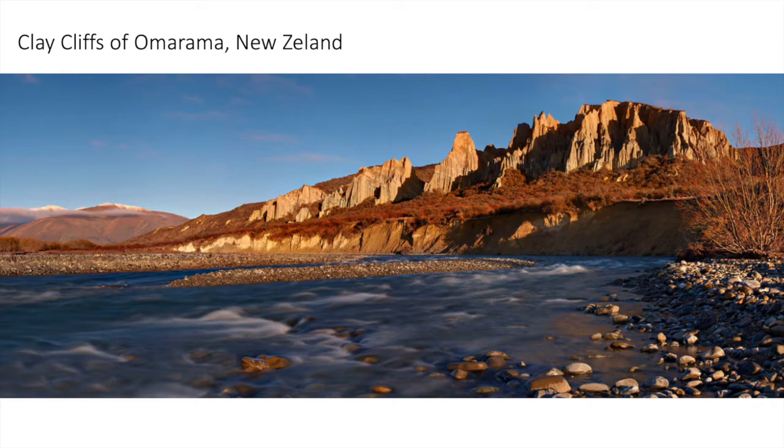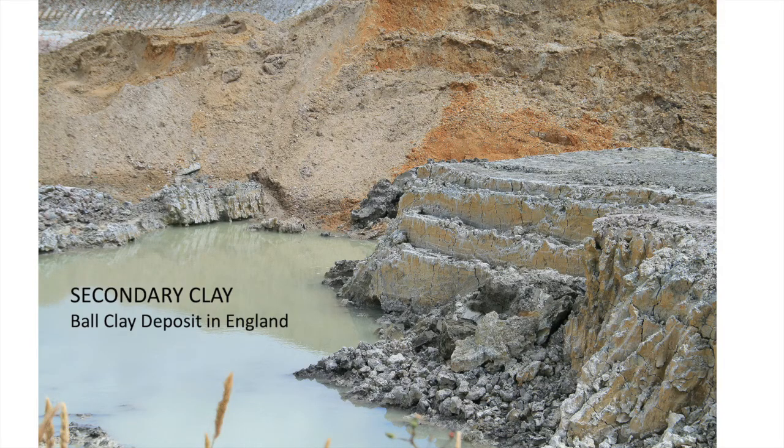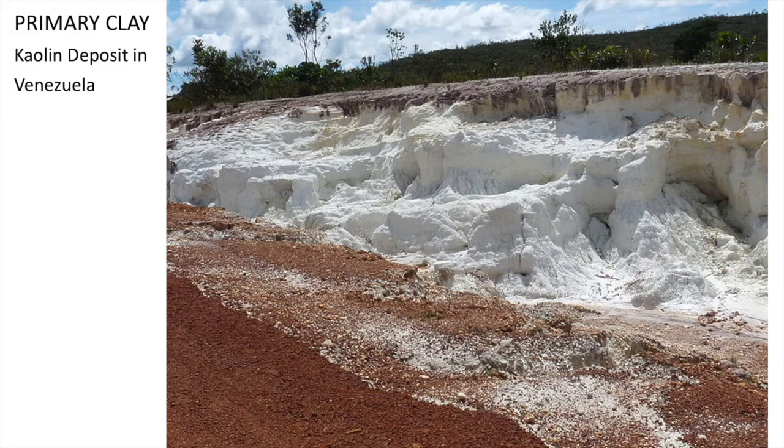Here in California, in the Central Valley, much of it was once floodplain, and that's why you find some great clay deposits out here. So a secondary clay, this is a ball clay deposit in England that's being mined. Secondary clay is found away from its point of origin. It has traveled a long way. A primary clay is more rare, and it's found in the spot where it's formed.